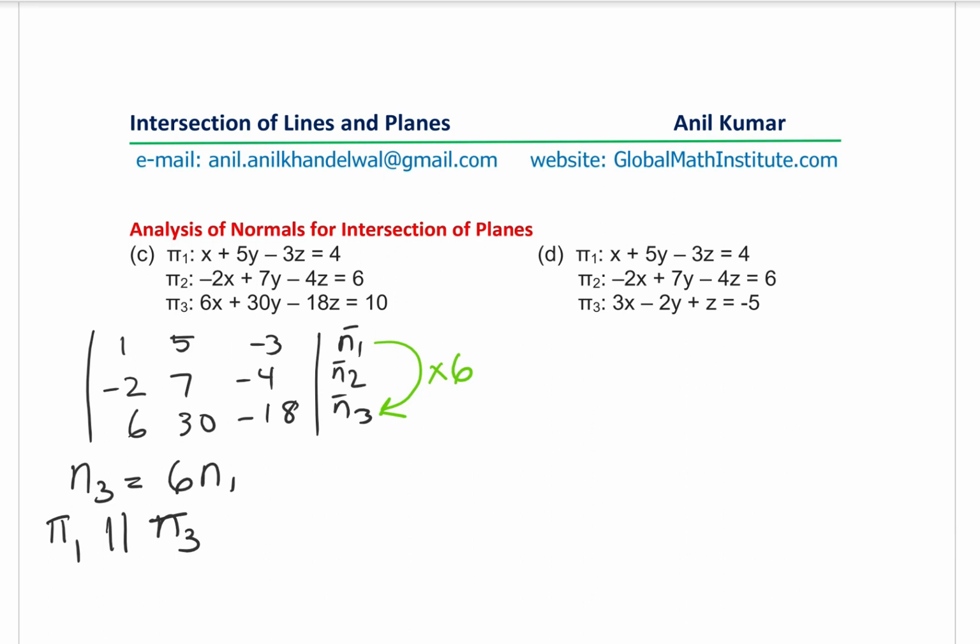Now how about the third one? Why are they parallel? Because if I multiply by 6, then we get 24, which is not matching. So these values are not matching. The distance from the origin is not matching. Therefore, they are parallel planes. So in this particular case, we have two parallel planes. They are never going to intersect. So we could draw these planes as something like this.